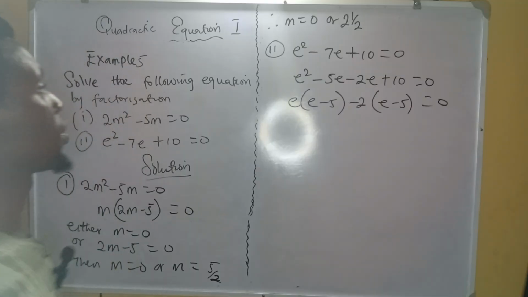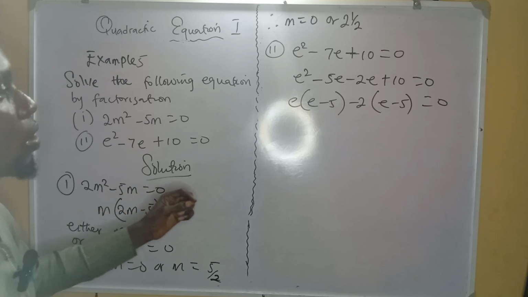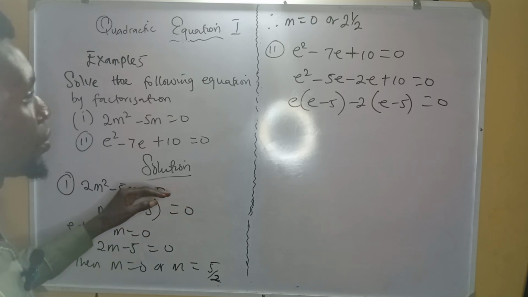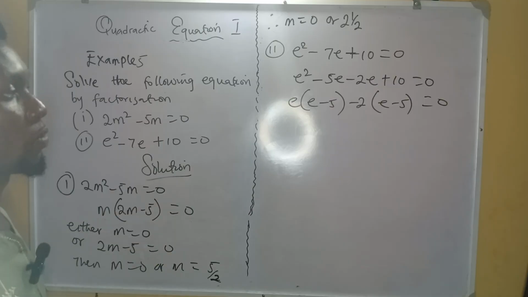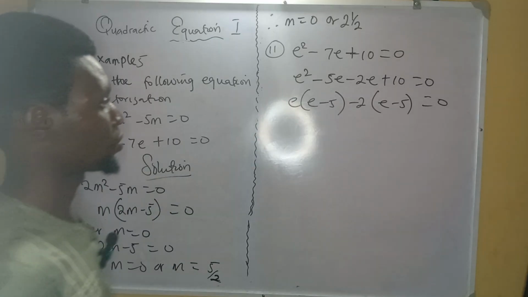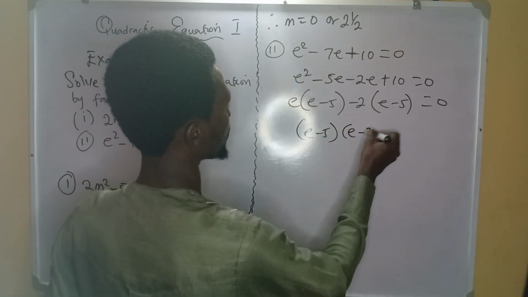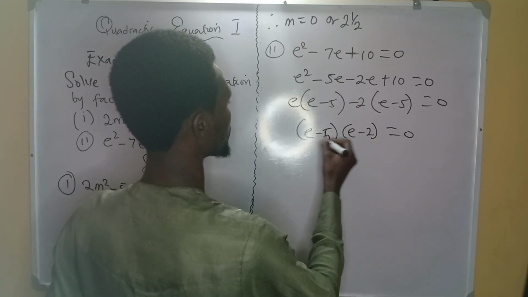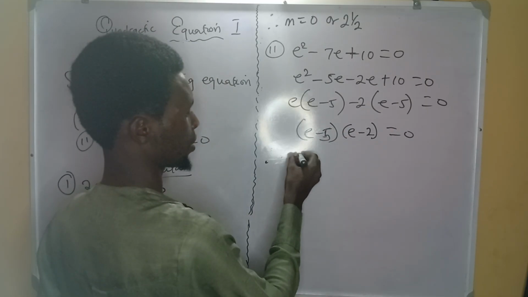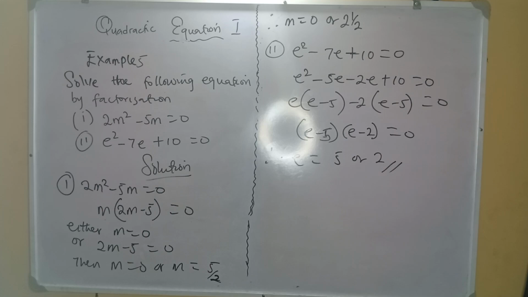So the idea of factorizing by grouping like this is that you should be familiar with factorization by common factor. If you really know how to factorize an expression by common factor, you will not have issues. So what we have here is e minus 5 and e minus 2 equals 0. So you can boldly say that e equals 5 or 2. So that is how the equation is solved.